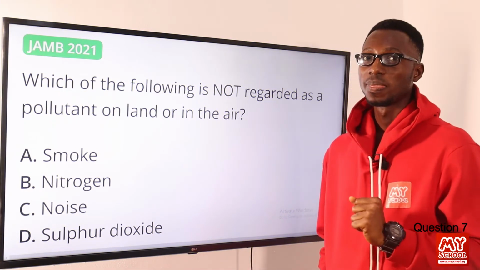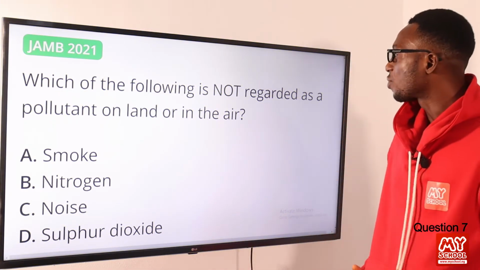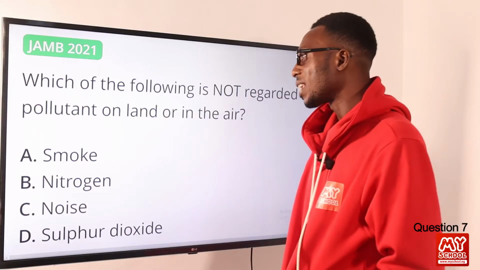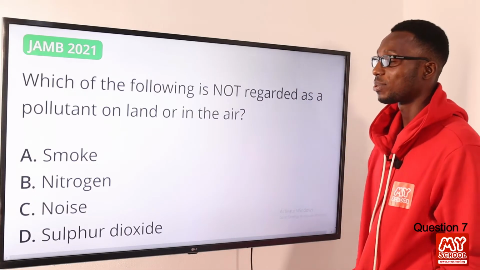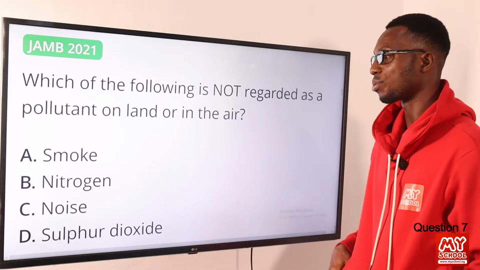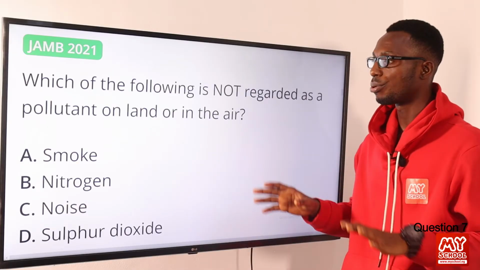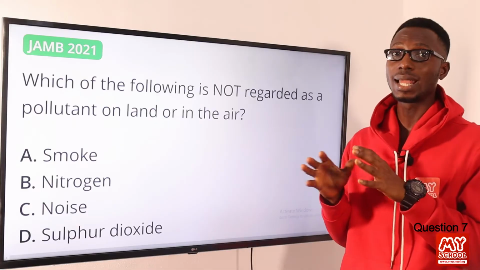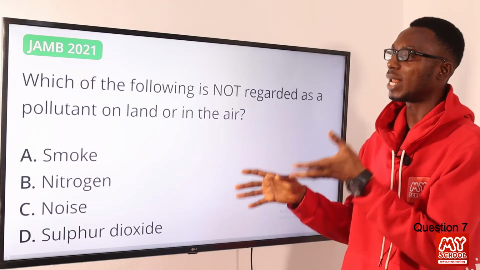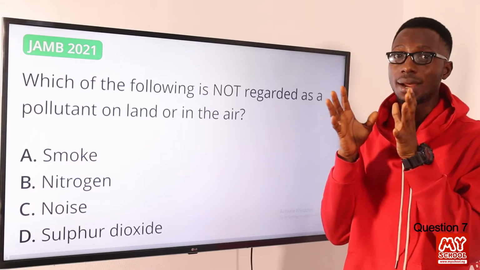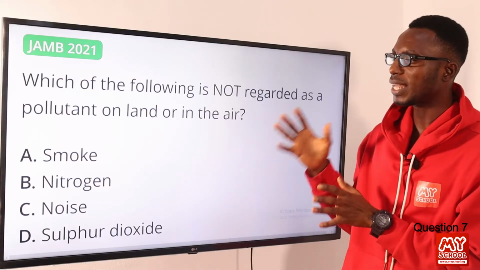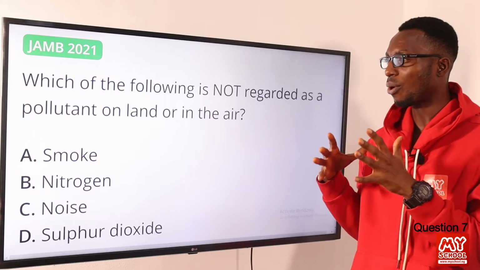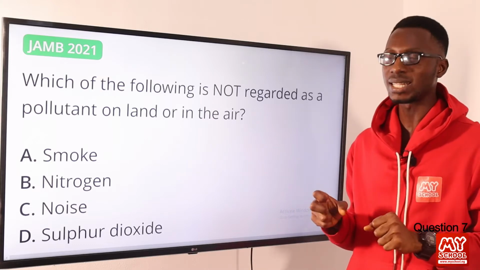Question 7. Which of the following is not regarded as a pollutant on land or in the air? All right, so that is nitrogen. When you look at nitrogen, you're talking about a non-metallic element, right? And that is the most abundant element in the Earth's atmosphere. You're talking about 78% of air, and of course, nitrogen as well is a constituent of all living matter.